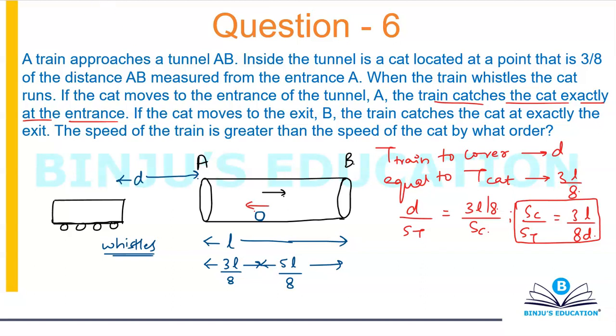The time taken by the train to cover a distance of d plus L, because the train has to cover the distance between the tunnel and the point from where it whistles, as well as the entire length of the tunnel. In order to reach the exit, the train has to cover d plus L, right? That should be equal to the time taken by the cat to cover a distance of 5L by 8.